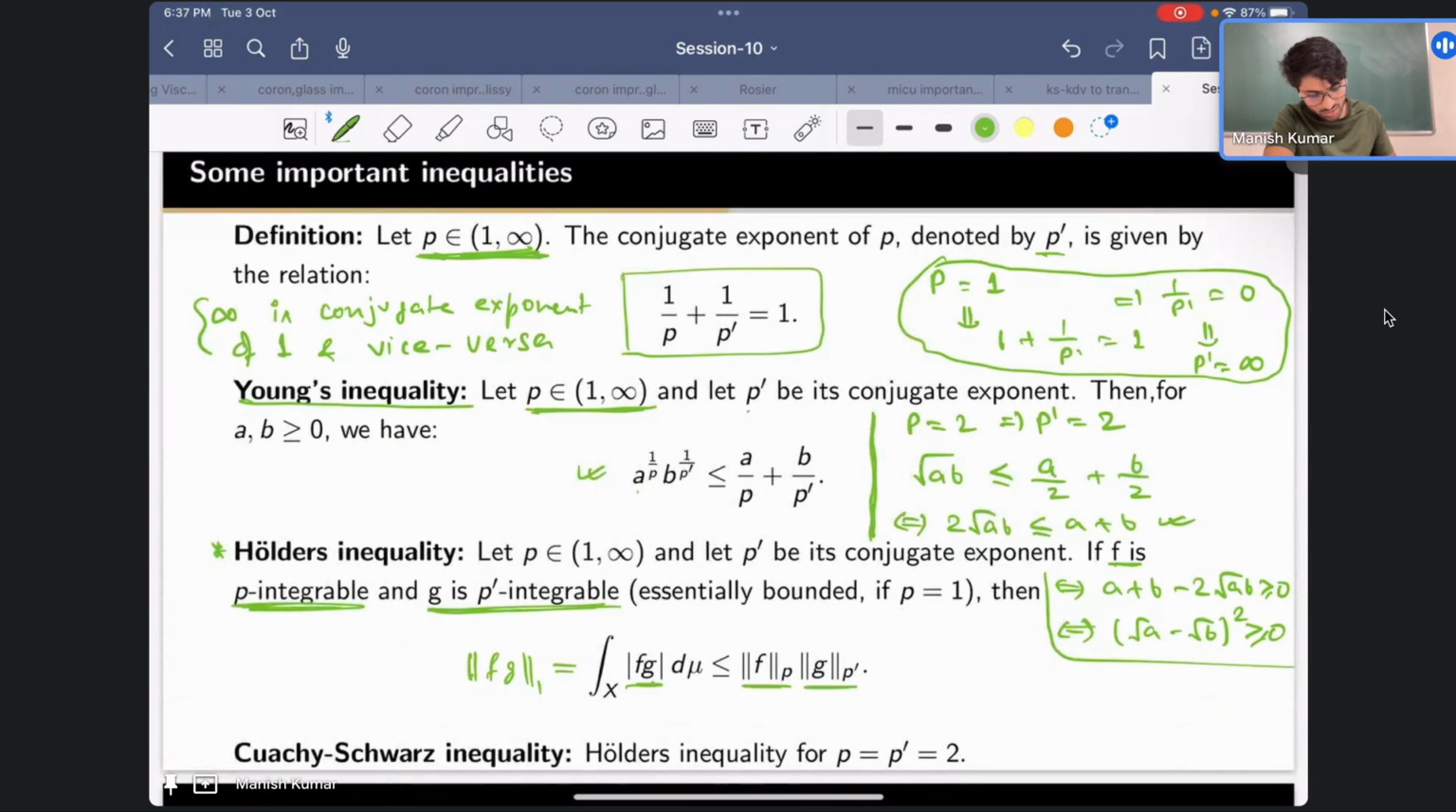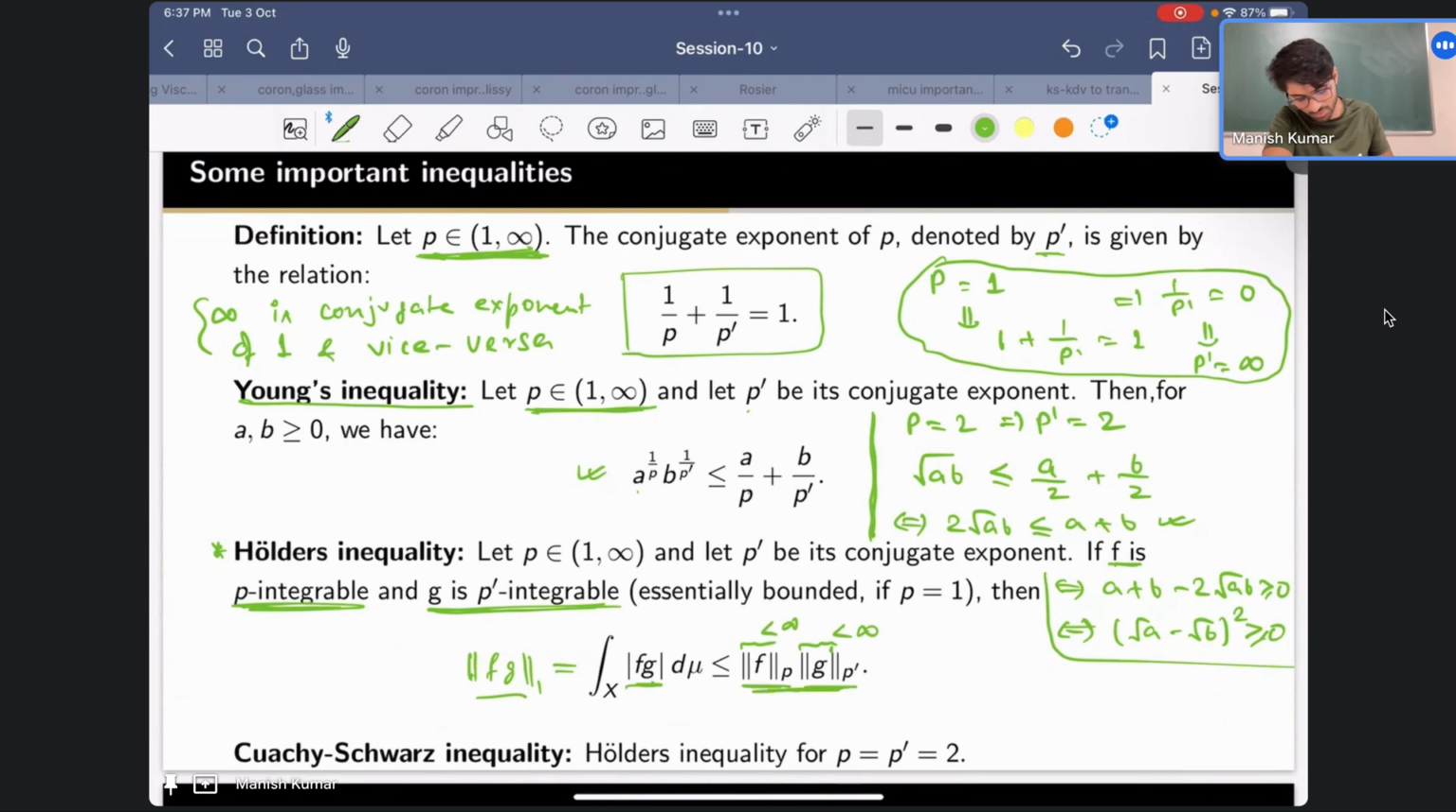So this is saying that the 1 norm of fg is less than or equal to the p norm of f times the p prime norm of g. What it says is that if you have a function f which is p integrable and g which is p prime integrable, meaning these quantities are finite, then the product fg will be 1 integrable. That means this quantity will be finite because this is finite.